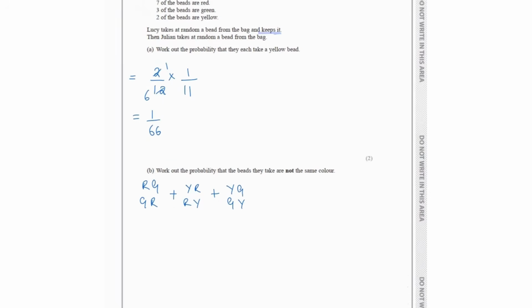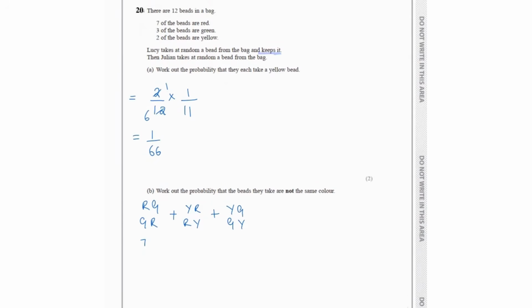So red, green would be 7 out of 12, and then 3 out of 11 because there's one less bead now. We're going to times it by 2 because there are two ways of picking it: Lucy can pick red first and then Julian can pick green, or the other way around. Then for yellow, red, 2 out of 12, and then red is going to be 7 out of 11 because again, one less bead. And then yellow, green, 2 out of 12 and 3 out of 11. And both of these are times 2.